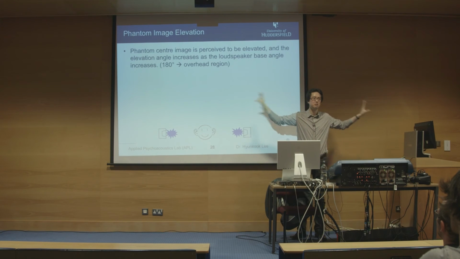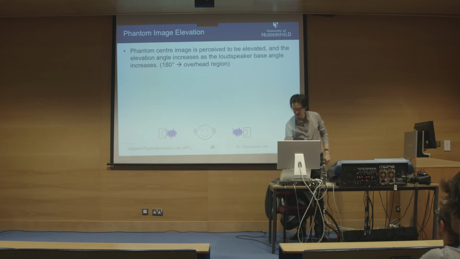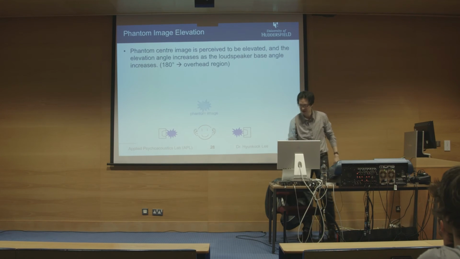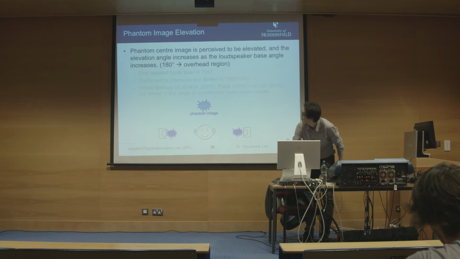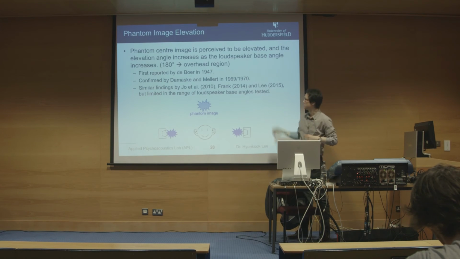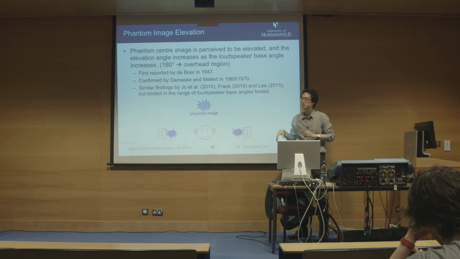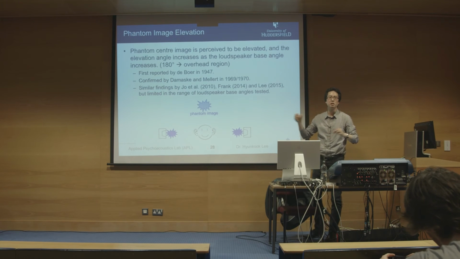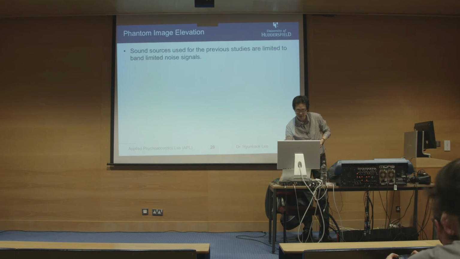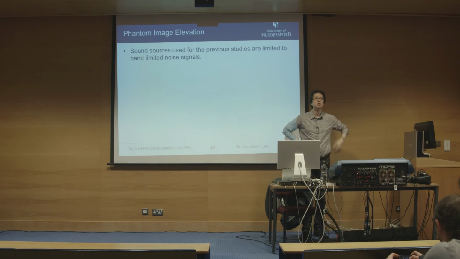When the speakers are placed right next to your ear, side by side, and you present a coherent signal from both speakers without applying any level difference or time difference, you basically have the image perceived somewhere around there, naturally. So this effect was confirmed by Damaske and Mellert in 1969, and only recently some people, without noticing these papers actually, found that phantom images are elevated when they are produced from loudspeakers with a wide base angle. But all of this research used band-limited noise signals.